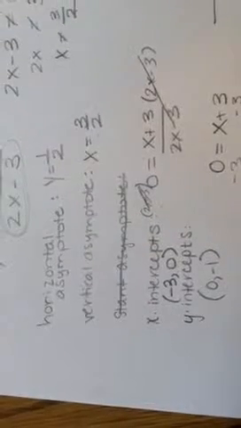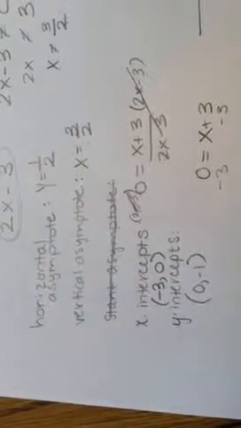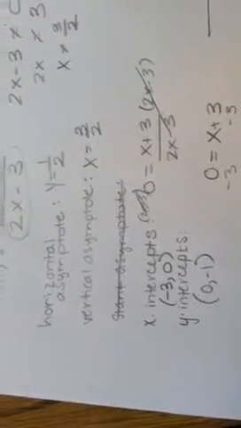So this would be our final answer: I've got a horizontal asymptote at y equals 1 half, a vertical asymptote at x equals 3 halves, an x-intercept at (negative 3, 0), and a y-intercept at (0, negative 1).